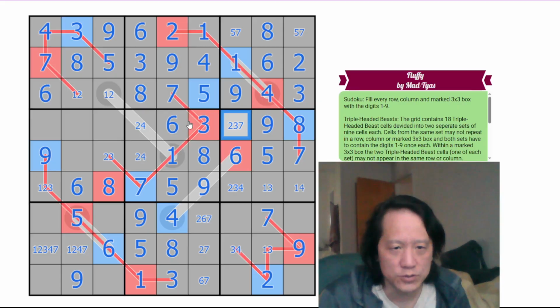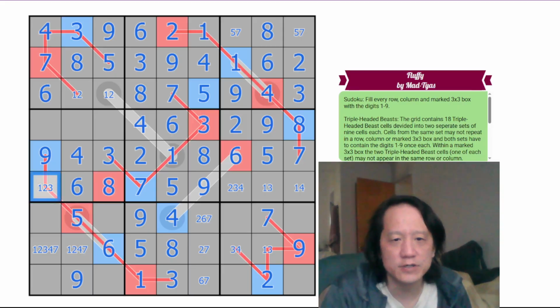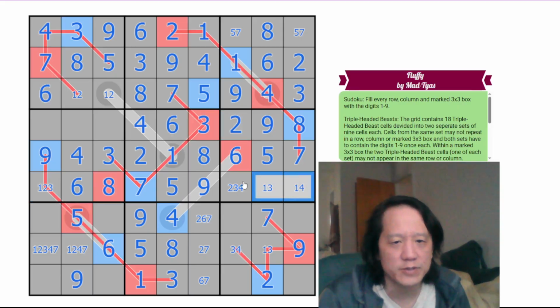This can't be 3 because of the 3 in the row. 4 is one of these two because 4 can't be here. So this must be 2 here, which makes this 4, which makes that 2. This is 3, that makes that 4. This 3 eliminates 3 here. And the 2 here means this can't be 2.